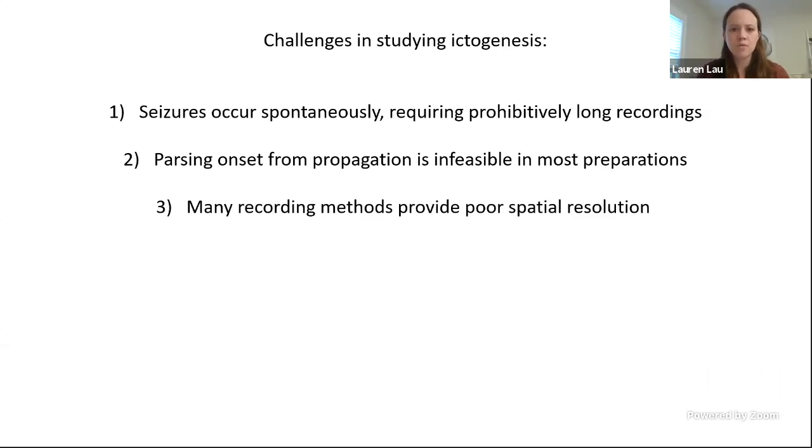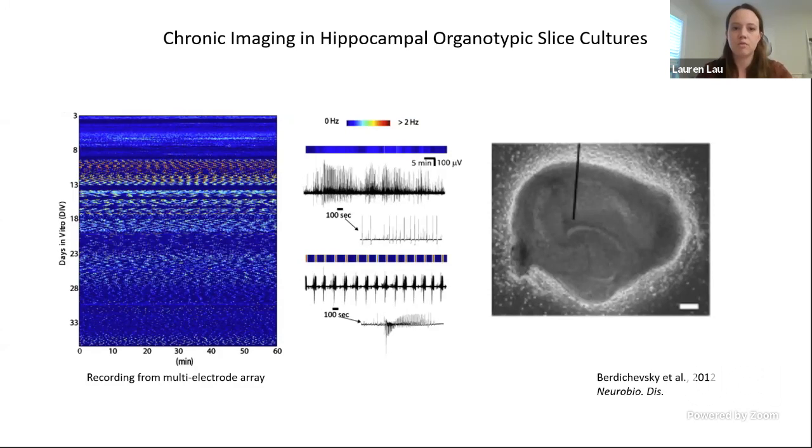To overcome some of these challenges, I have been performing chronic imaging in hippocampal organotypic slice cultures. This is a model that our lab has been using for a number of years. In this way, you can create hippocampal slices and maintain them in culture for days and weeks at a time. In this case, the actual slice preparation is the injury, and after that, we don't do any further perturbations to elicit spikes and seizures. This raster plot is showing the electrical activity from a multi-electrode array. You can see that in the early days in vitro, the slice culture generates a lot of spikes, and later will start to generate seizure-like events.